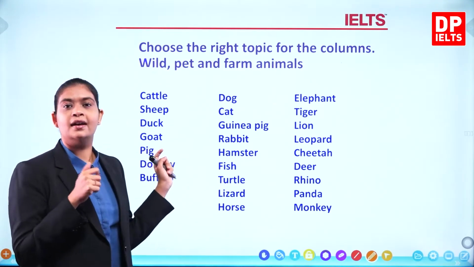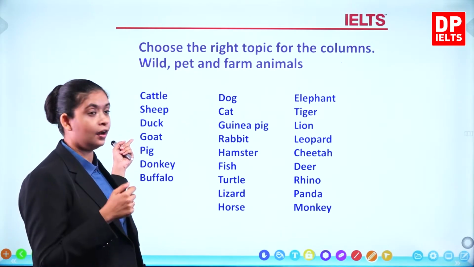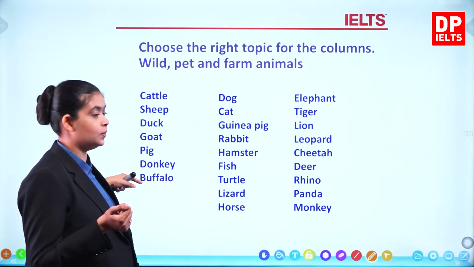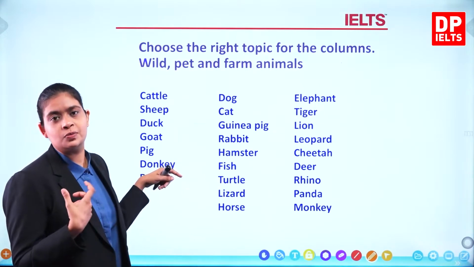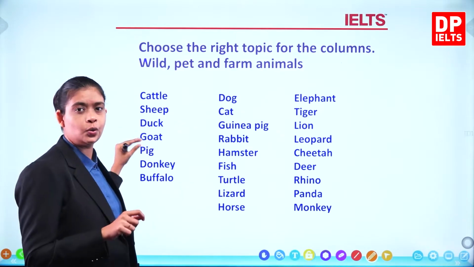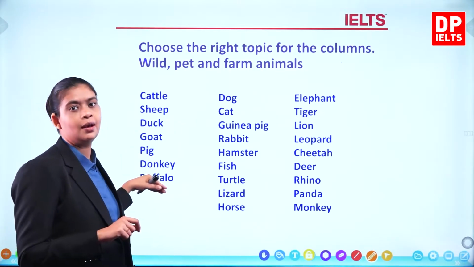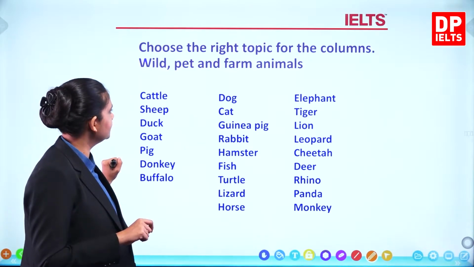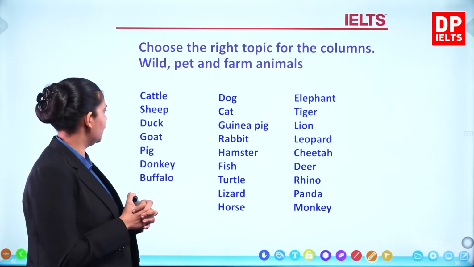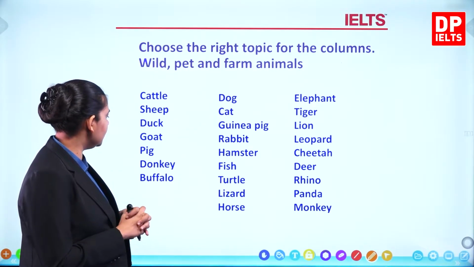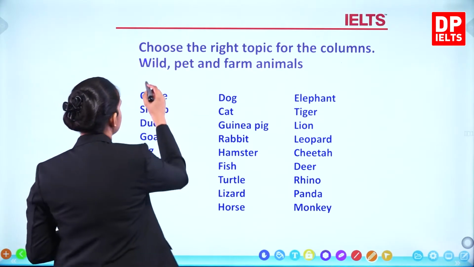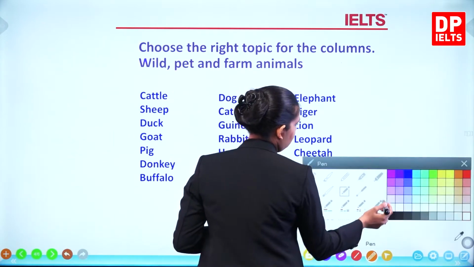Next one, duck. Goat. Pig. Donkey. And then we have lastly the B sound, buffalo, right? Cattle, sheep, duck, goat, pig, donkey, buffalo. Right? So cattle, sheep, duck, okay? Goat, donkey, buffalo. Who are these animals? All of these animals are farm animals.